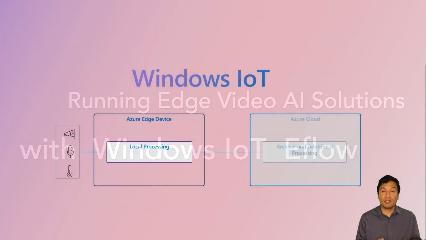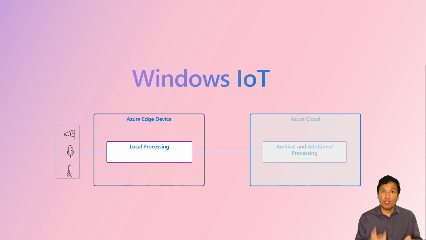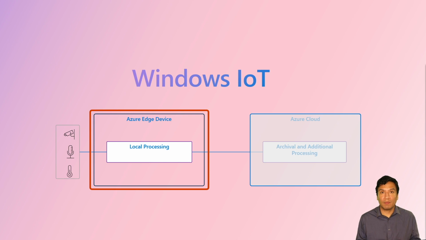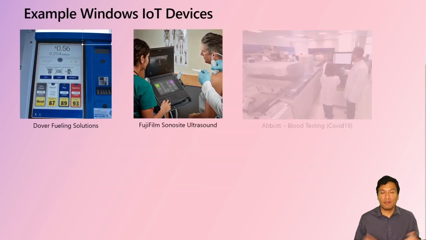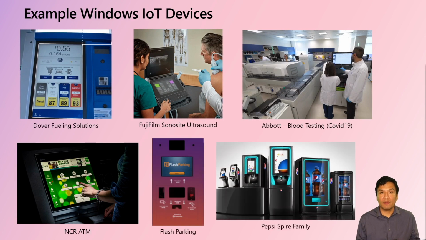So how do you get started? How do you bring local processing to these edge devices? Well, that will depend on the type of solution you're trying to build. What you're seeing here, for instance, is just a few examples of solutions that have been built with Windows IoT in fields as diverse as energy, healthcare, and retail.